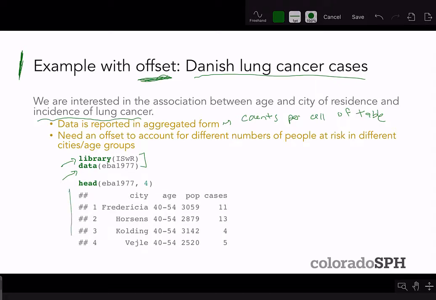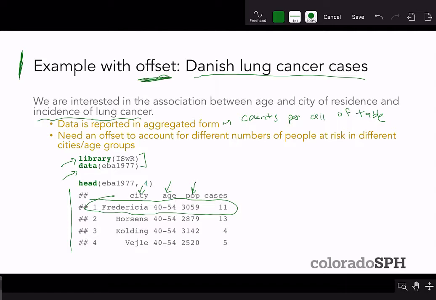And just briefly looking at it, if you imagine this is a table, so this is in tabular format, then each of these rows would be a cell. You have the covariates city and age, where age is grouped as a categorical variable rather than a continuous variable here. Then you also have cases, which is your outcome, the number of lung cancer cases. And then you have this pop variable, which is the total population in each of these cities.